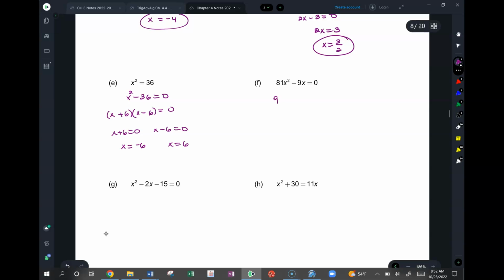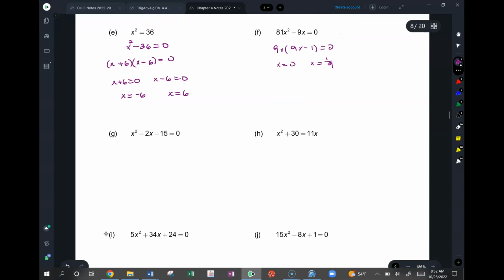9x. So let's factor out a 9x. What do I have left? Equals 0. Okay, so what's x equal to from the first one? 0. And from the second one? 1 over 9. Fabulous. Okay. All right. Next one.